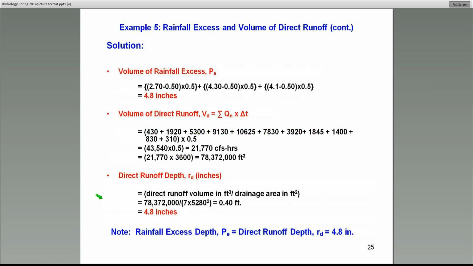The first one is shown in the first step, rainfall excess computation. There is the rainfall 2.7 minus the phi index. So these are both in inches per hour. Therefore you get 2.2 inches per hour times half an hour, the time interval. And then do the same thing for the next time period and the third time period, and add them all up, you'll get 4.8 inches. Please do try this out after you get home immediately, because it's easy to forget.